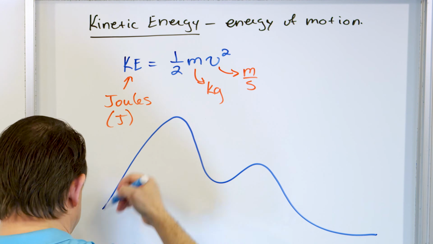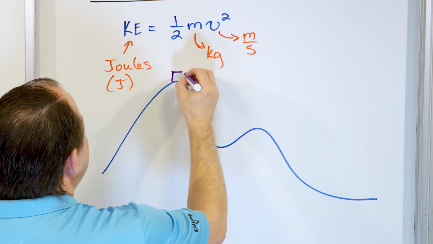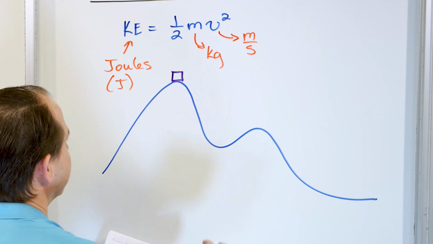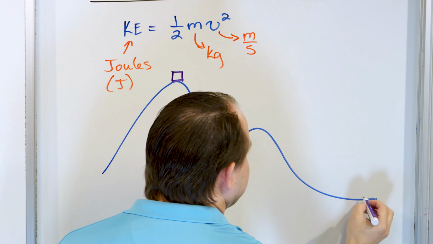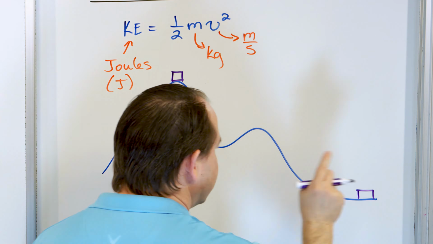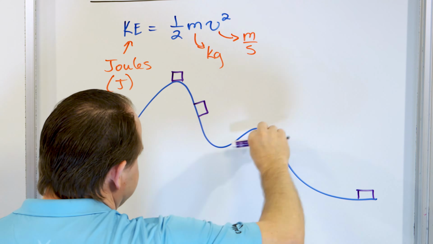And let's say you're at this position. We're going to talk about what happens when you're at this position on the roller coaster. And then we're going to talk about what happens when you're on this position on the roller coaster. And then we're going to talk about what happens when you're on this position way at the very end of the roller coaster. Of course, the roller coaster is moving this direction. It's going like this, right?